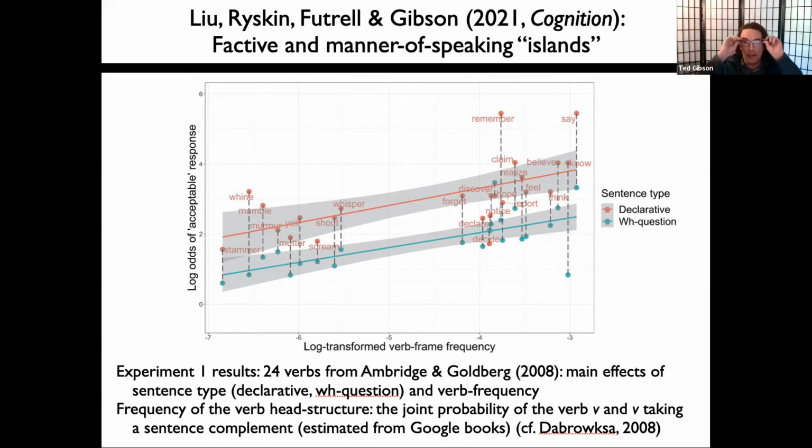That's just about one verb here. I'm not going to focus on one verb when there are 24 verbs, I think, in this experiment. And we're explaining a lot of the variance here with just lexical frequency and the construction.